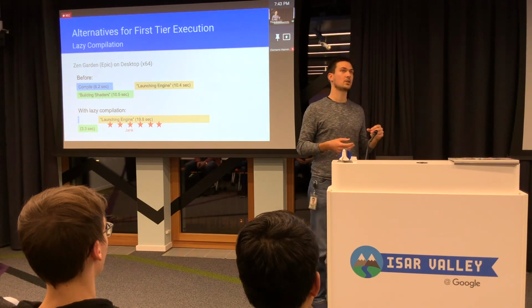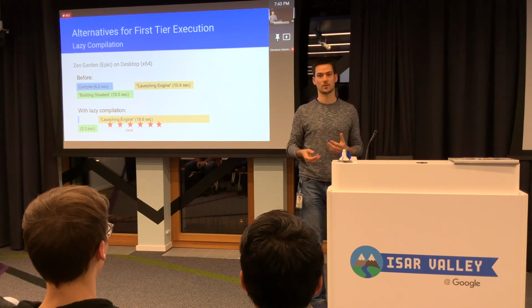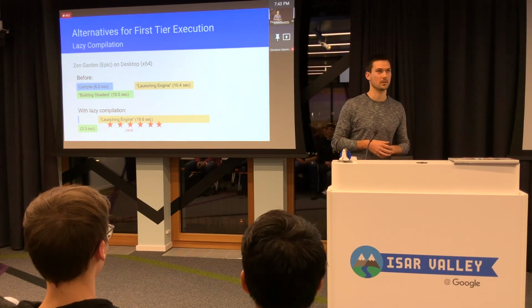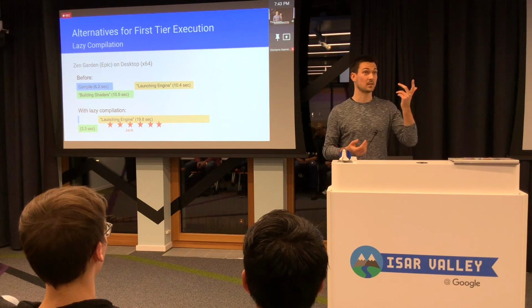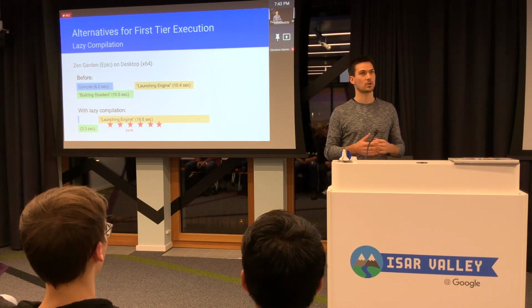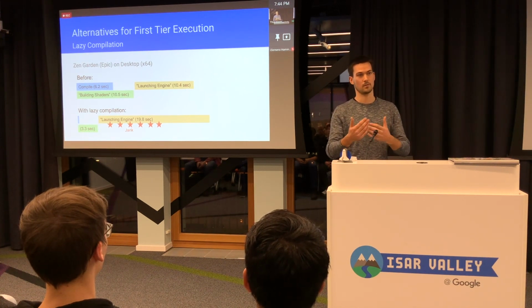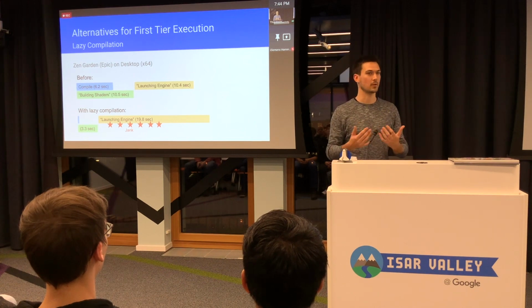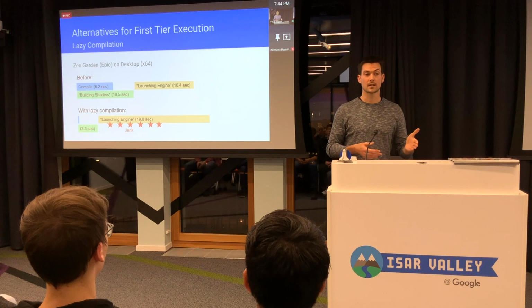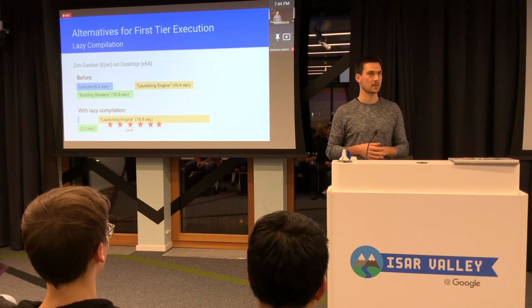And with lazy compilation, this compile time, of course, goes down to nearly 0, because we don't need to compile anything. Also, this building shaders phase gets much shorter, because compilation and building shaders don't block each other anymore. So all the CPU is there for building shaders. So we start executing much earlier, after 3.3 seconds.